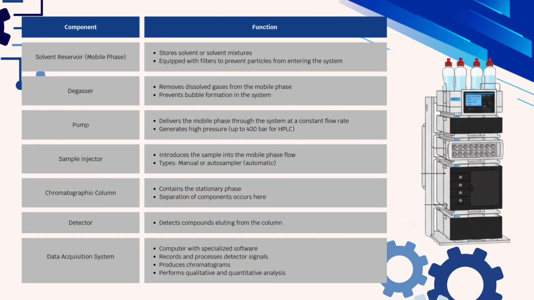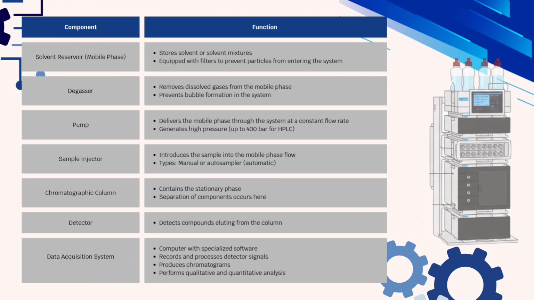For this slide, the table shows the function of each HPLC component. The solvent reservoir stores the mobile phase, while the degasser removes gases to prevent bubbles. The pump moves the solvent through the system at high pressure. The sample injector adds the sample, the column is where separation happens, and the detector detects the compounds. Finally, the data system records the signal and produces the chromatogram for analysis.